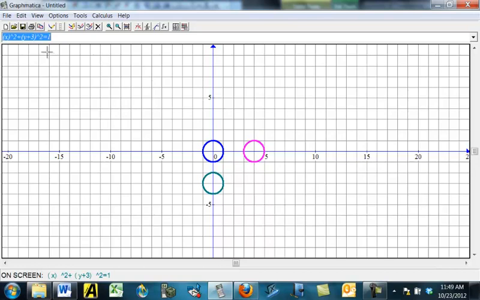Well, that's going to shift down 3. What if I do both? That'll shift to the right 4 and down 3. So that shifts by that vector 4, negative 3. So you can see these things shifting around.